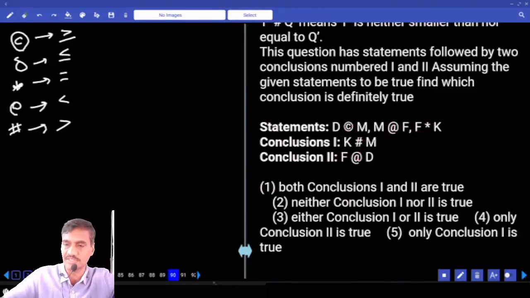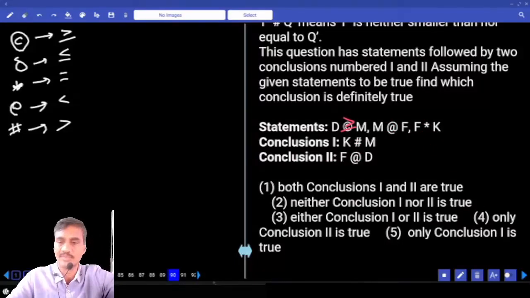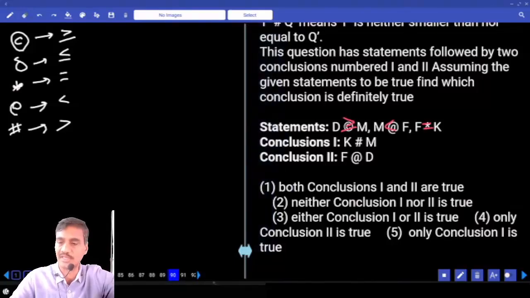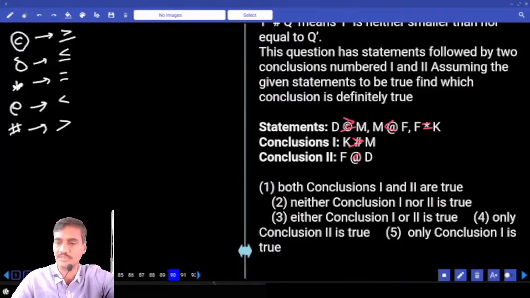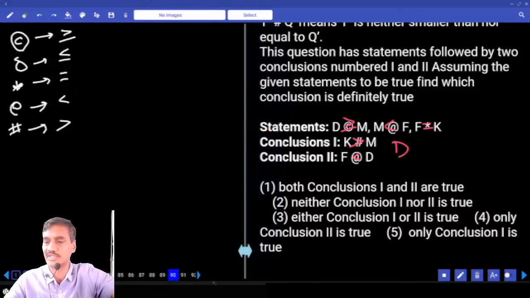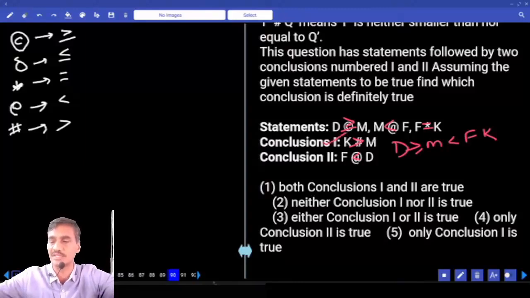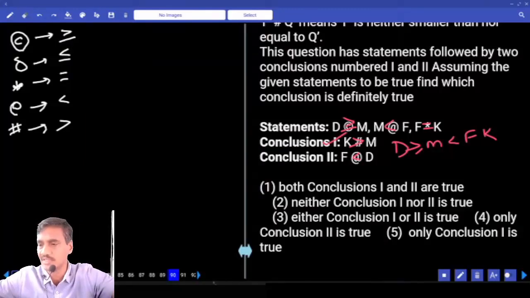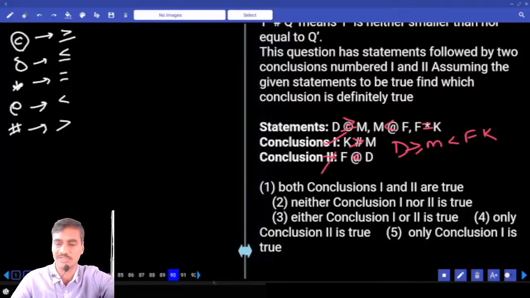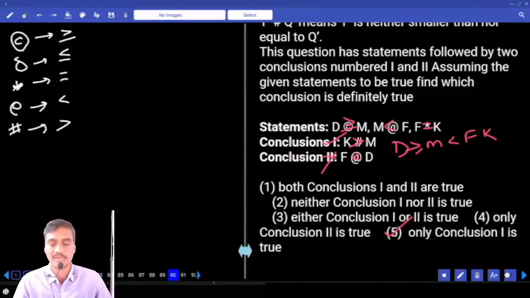Then coming to this 90, D greater than or equals to M, and M lesser than F, and F equals to K, and F lesser than D. If you combine this one: D greater than or equals to M lesser than F equals to K. K and M: M lesser than K, K greater than M. F and D: D and F, two opposite symbols, so no relation. Hence only one, choice 5, question number 90. Done with this?